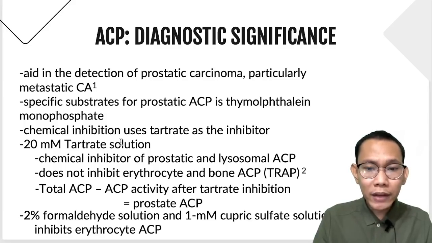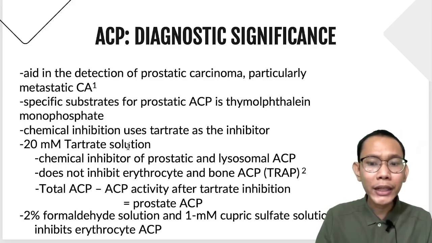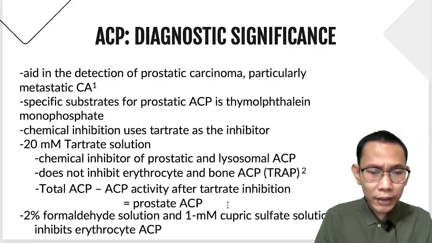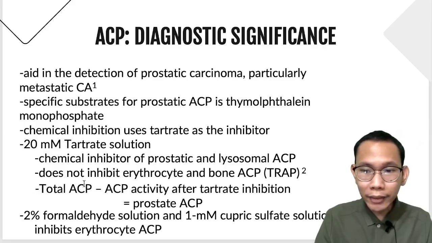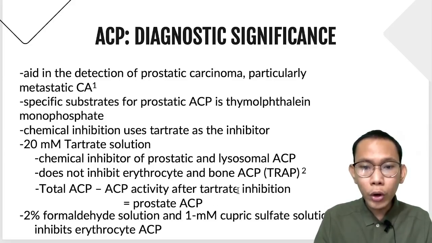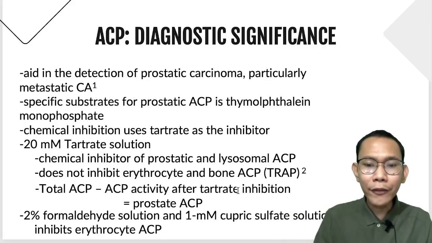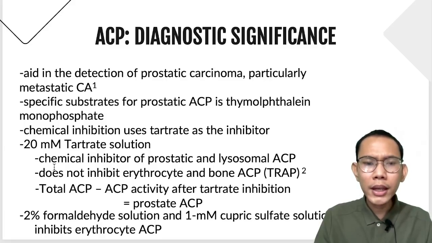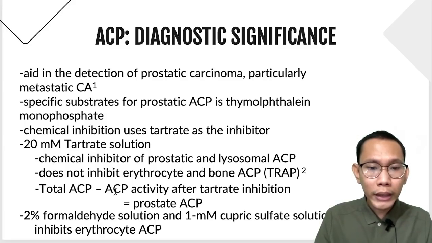Your ACP activity remaining after the inhibition with your L-tartrate will be subtracted from your total ACP determined without inhibition. So again, the ACP activity that remains after the L-tartrate will be subtracted from your total ACP without the inhibition, then it will now represent your prostate ACP.